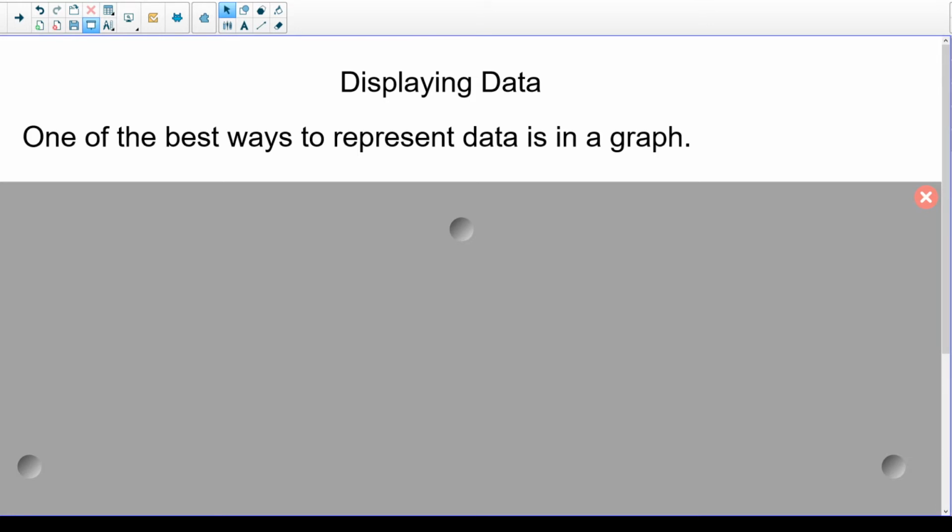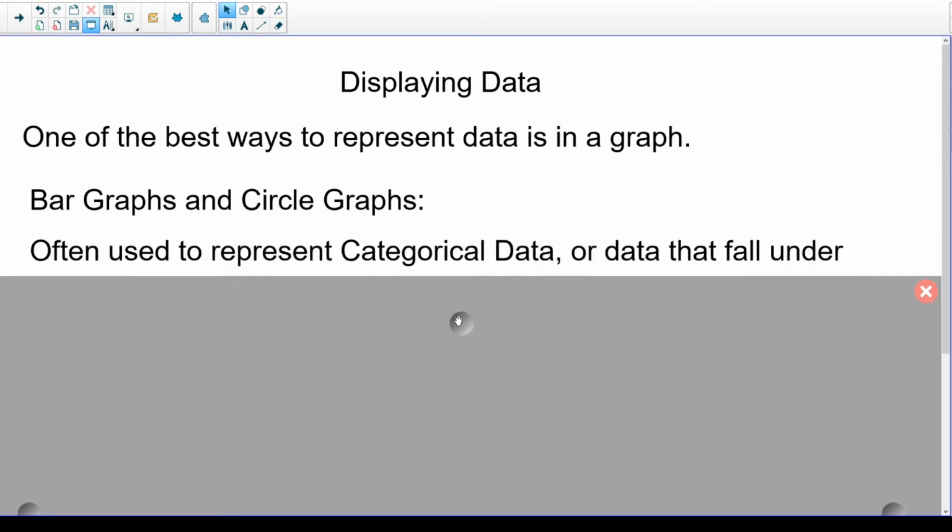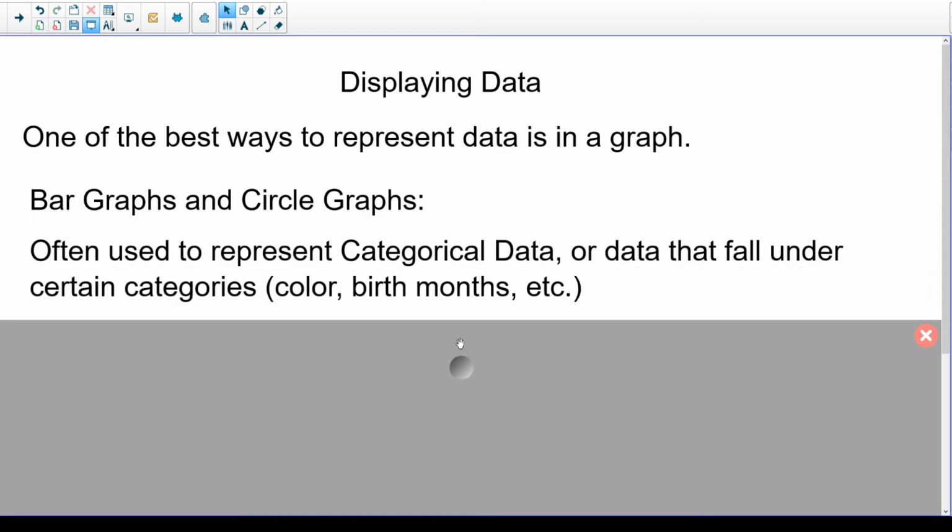So today's lesson is about how do you display data in the best way. Usually what we do in mathematics is we display data as a graph. So we're going to look at some types of graphs that you've probably seen before but haven't seen in a little while for specific types of this kind of information. The two types of graphs that I'd like to look at are bar graphs and circle graphs.